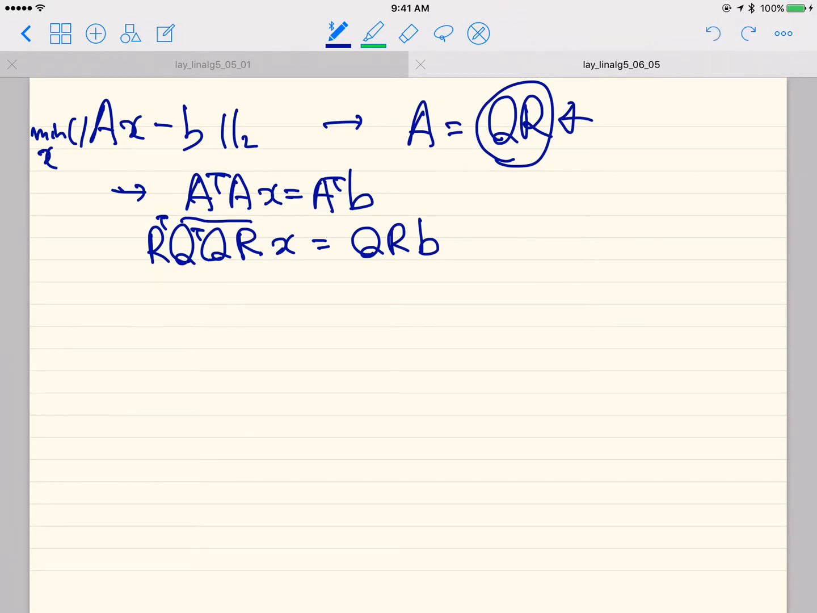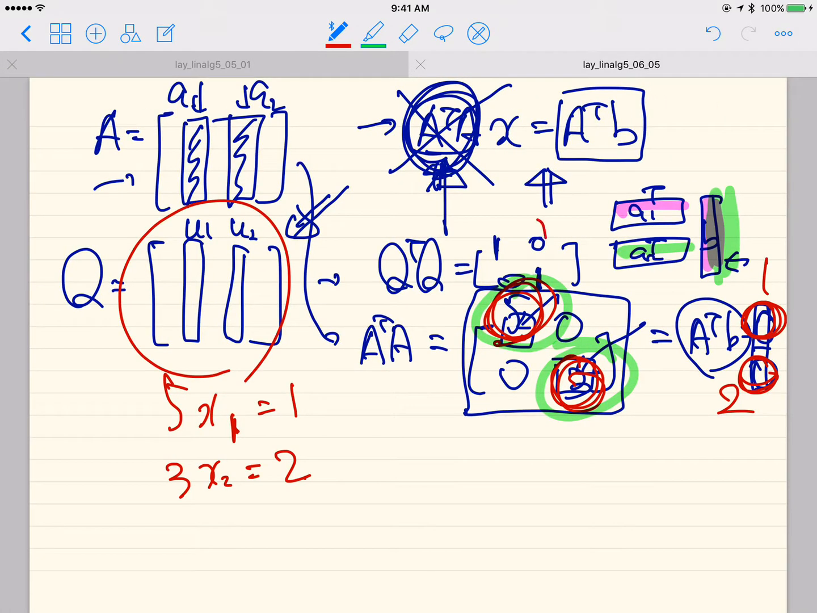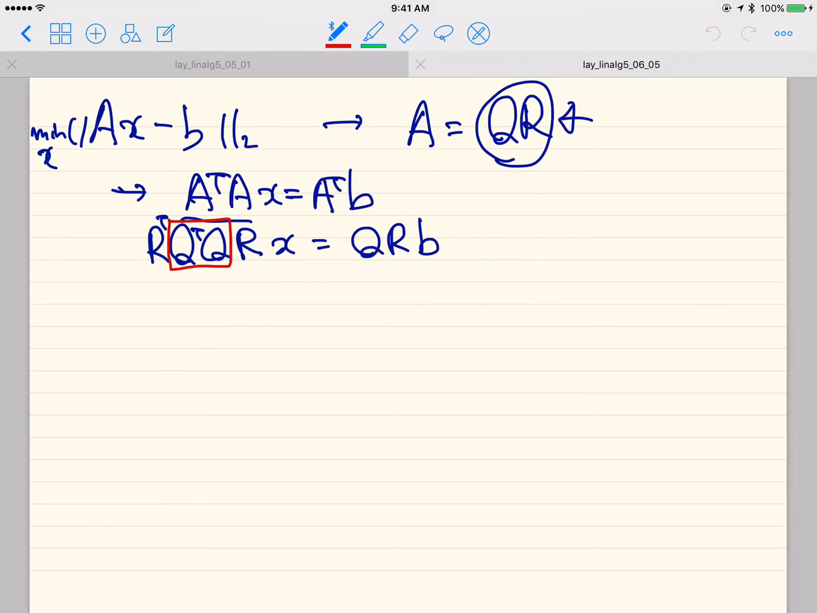Now we see this Q transpose Q, which is like this case and this case, right? Q transpose Q, because the columns of Q are also orthonormal. That's the definition of the QR decomposition. So this is just the inner products, the identity matrix.